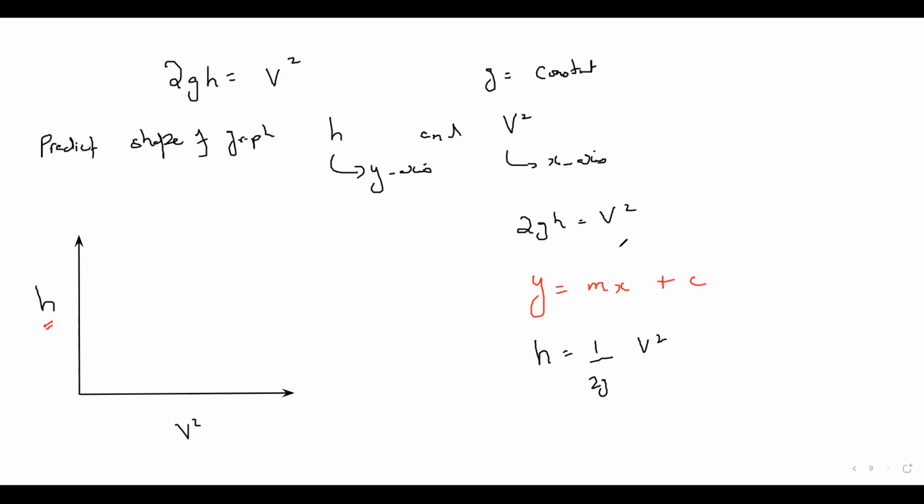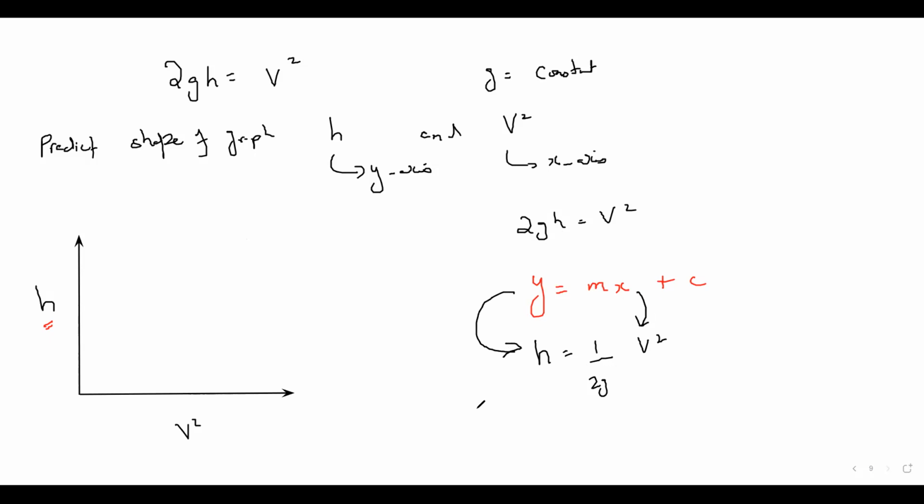Because I cannot compare right now. Why I cannot compare them? Because the quantity on the y-axis should be separate. But here the quantity on the y-axis is height, and height is multiplied by 2g. So we have to remove this 2g; it's multiplied, so on the other side it will be divided. Now we compare.